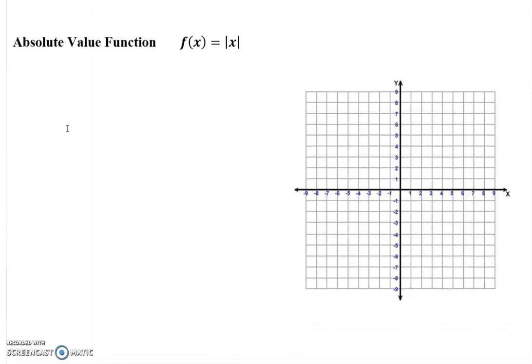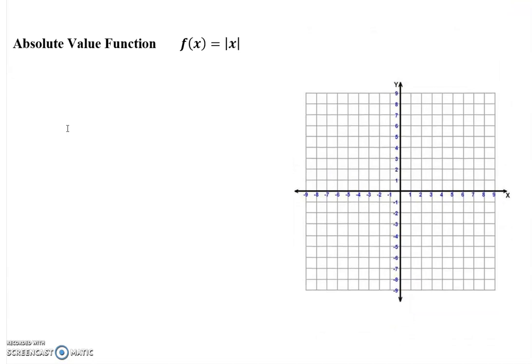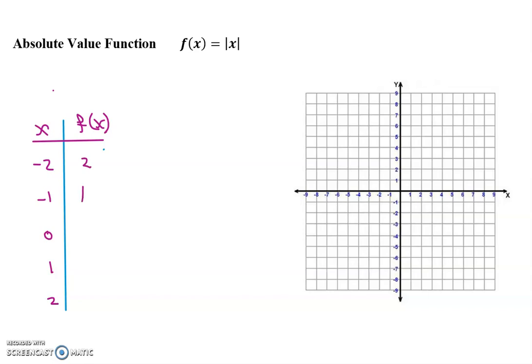Finally, the absolute value function. Now for the absolute value function, I'm going to draw again a table, and I'm going to take x and f(x). Now you can take -2, -1, 0, 1, 2, and the absolute value of -2 is 2, where absolute value gives the positive values. So you can take just the positive value. And then to draw: 0, 0, -1 and 1, 1 and 1, -2 and 2, and 2 and 2.